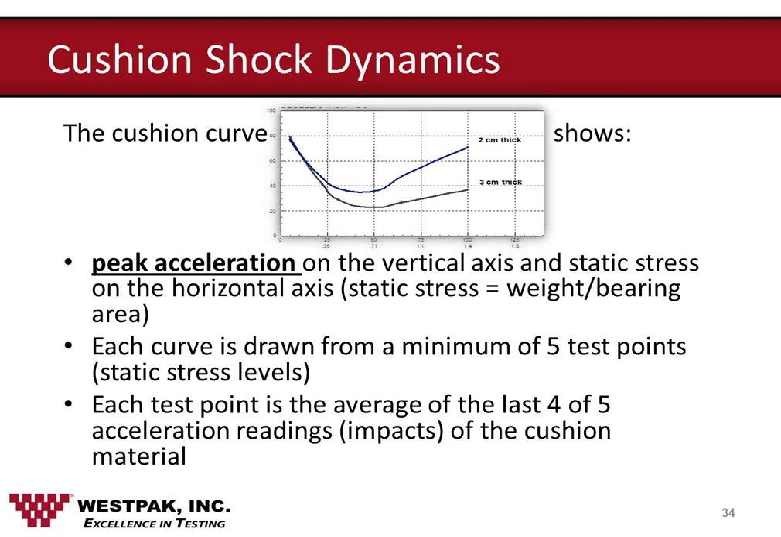Static loading and cushion thickness are the primary variables used in optimum protective package design work. The cushion curve data is conservative because of the requirement to impact the cushion sample 5 times at each static stress loading. For this reason, it's often possible to achieve results that are better than those predicted by the cushion curve, based solely on the conservative nature of the cushion.